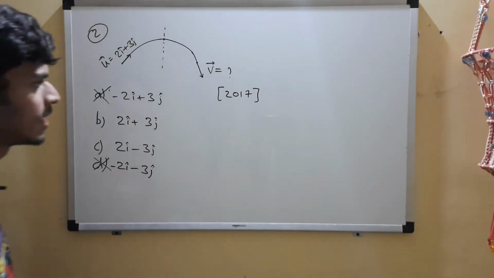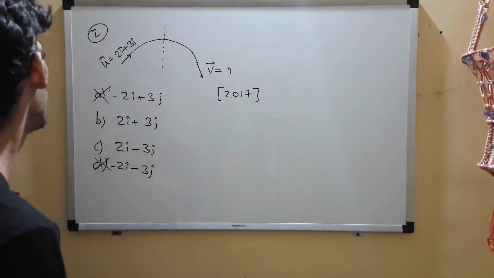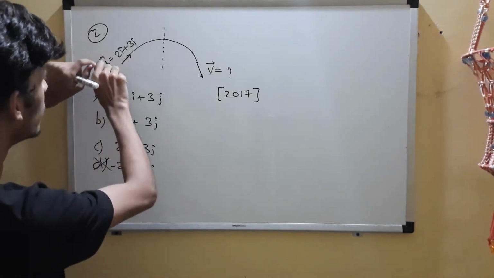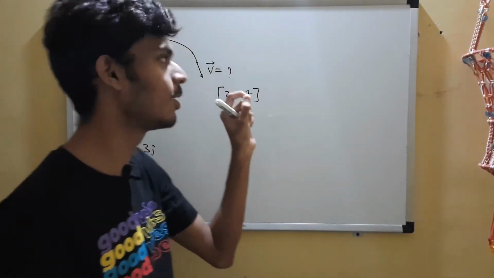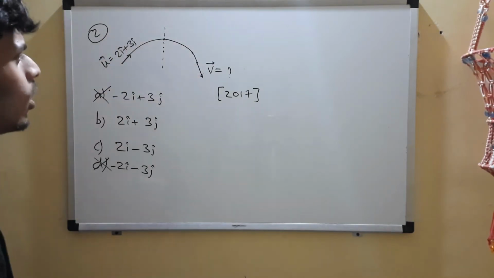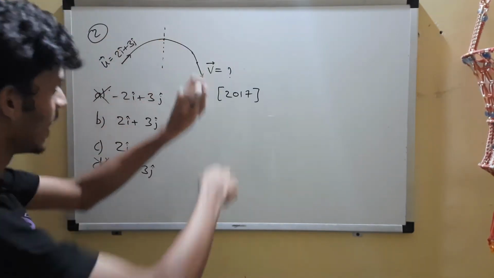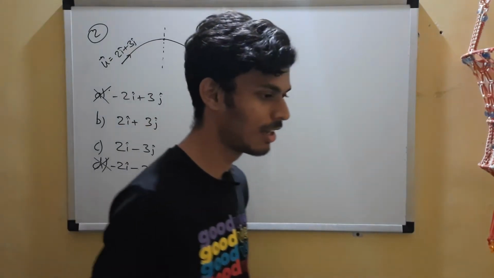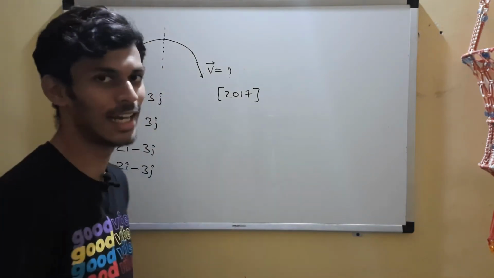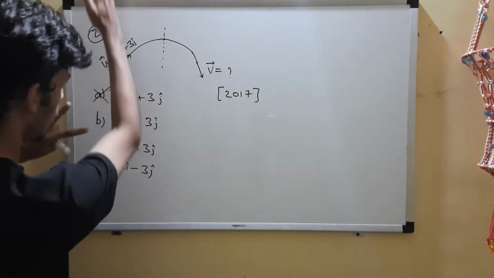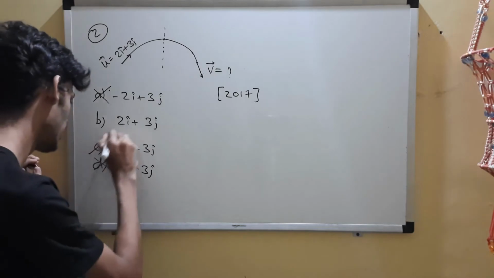What can we say about the velocity in the y direction now? Velocity in the x direction does not change, but in the y direction, for half of the journey it will go on decreasing. At the highest point, the velocity in the y direction is zero, and then again it will go on increasing, but now in the downward direction. Due to the symmetry of projectile motion, you'll achieve the same value, 3, but in the downward direction now. Initially the velocity was along positive j cap, now it will be along negative j cap. That will be the only difference. So option C is the correct choice.